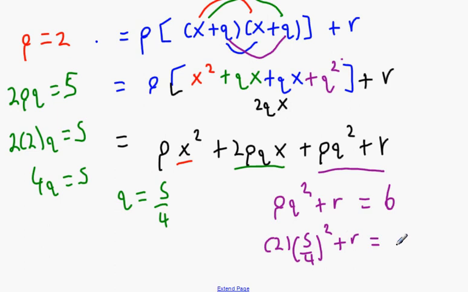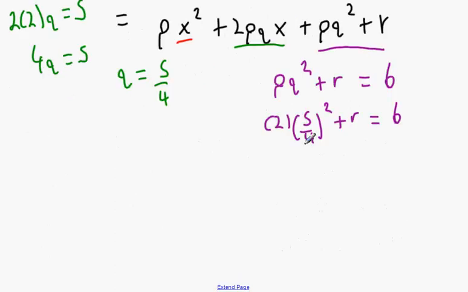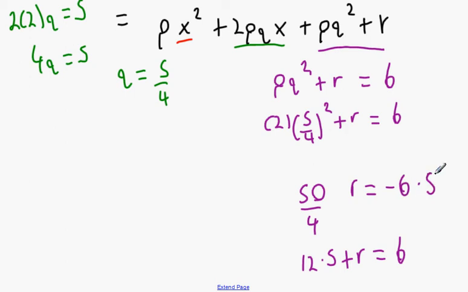Okay. Now, what we know about this is that 5 over 4 squared gives 25 over 16, so 2 times that is 50 over 4. 50 over 4 is the same as 12 and a half. 12 and a half plus r equals 6. So r must be minus 6 and a half. Okay? And that's all there is to that question.